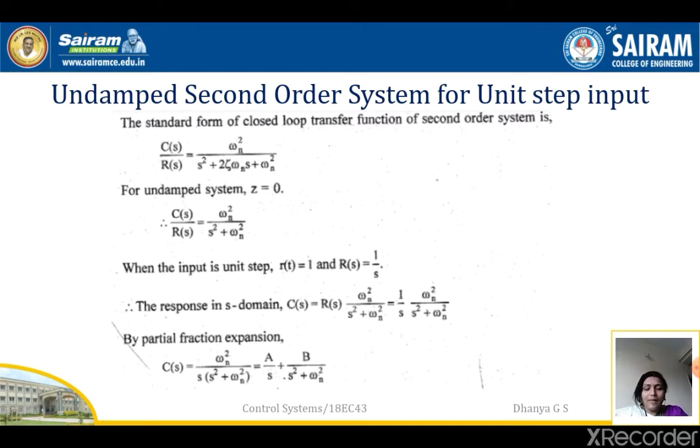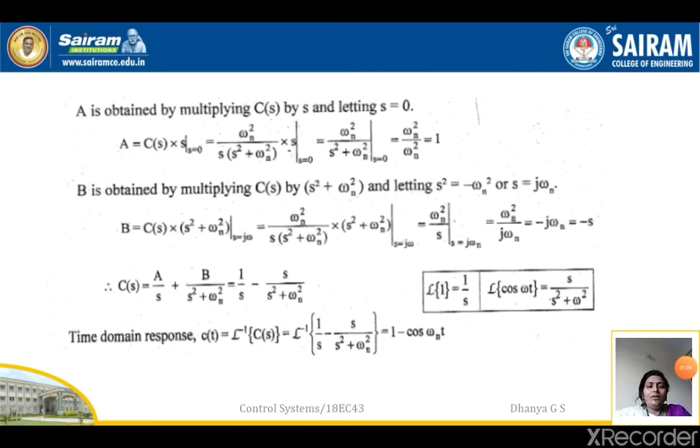If you are applying the partial fraction, you can get the equation as a by s plus b by s square plus omega n square. Now you have to find the value of a and b as we have applied the partial fraction. So a is obtained by multiplying C of s by s and letting s is equal to 0. You can see over here I have substituted a is equal to C of s into s when s is equal to 0.